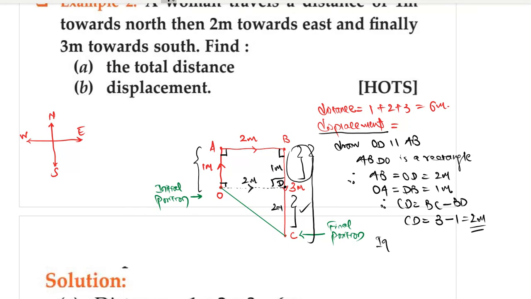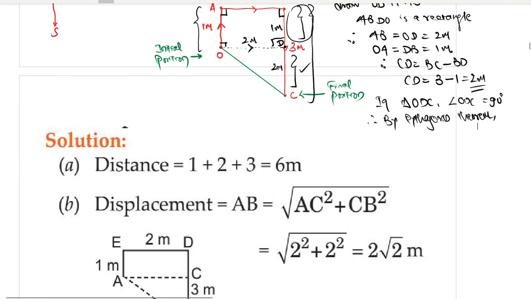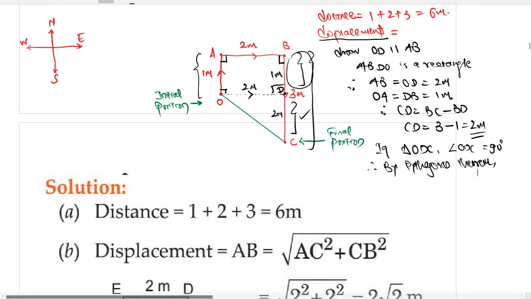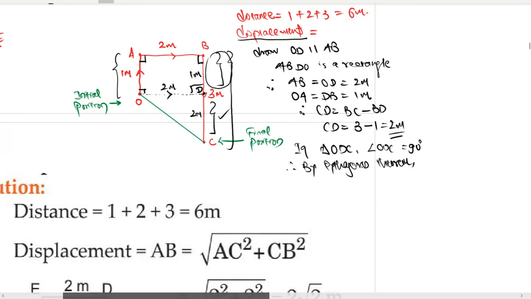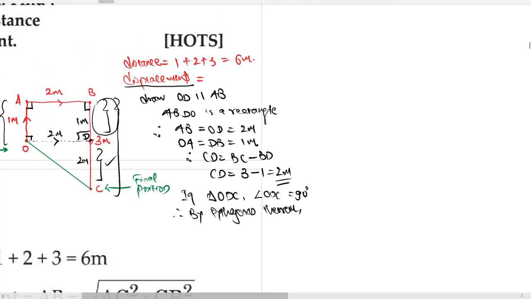So in triangle ODC, angle ODC is equal to 90 degree, right? Therefore, by Pythagoras theorem, let me show you. They have just done it directly, no statements, nothing. I have elaborated in a very nice way, so it's good for you.